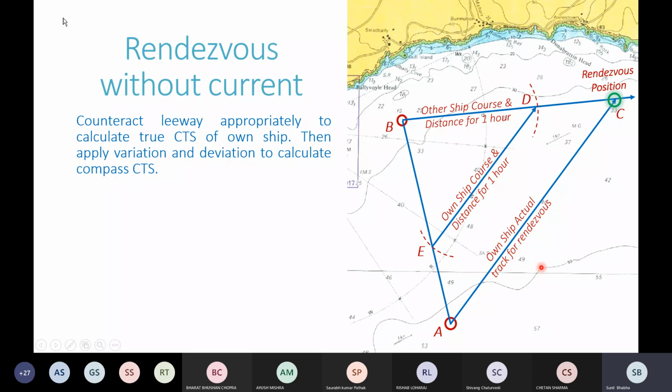And once we apply the compass error through variation and deviation, it will give us the compass course to steer.